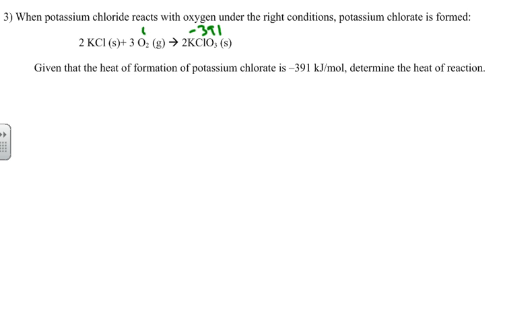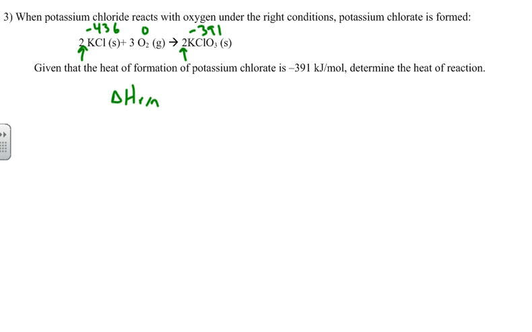Oxygen, an element, will have 0 enthalpy of formation. We're not given any information about KCl, potassium chloride, so we're going to need to look this one up. KCl from reference table B has an enthalpy of negative 436. These are all in kilojoules per mole. Now, this reactant and this product both have coefficients of 2, so we're going to need to factor that in this particular example.